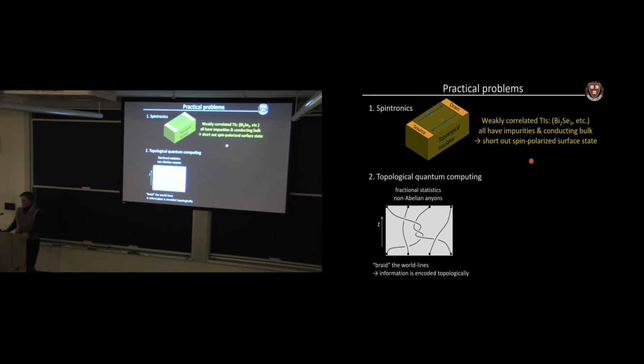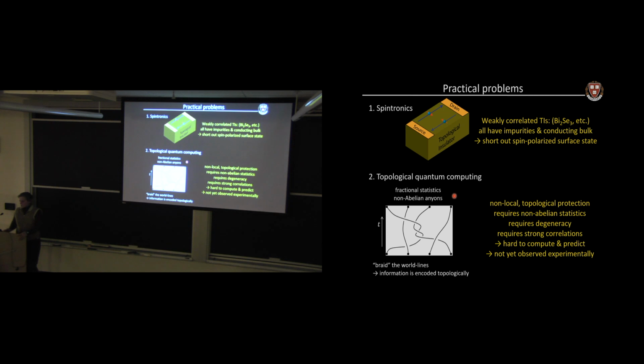We can get some more interesting applications of topological materials in topological quantum computing, and I understand you heard from Professor Kane yesterday about this, and so I'm not going to compete with him in trying to explain topological quantum computing. But I will say that you can do a lot more interesting things with topological materials if there are strongly correlated ground states. If the strongly correlated ground states can lead to degeneracy and non-local behavior, non-abelian statistics.